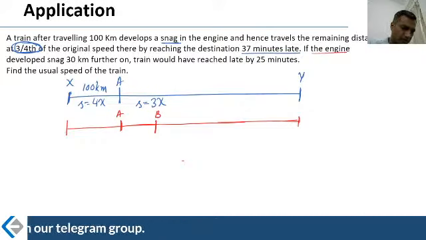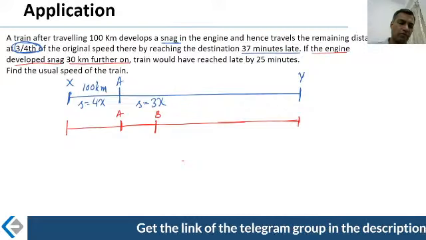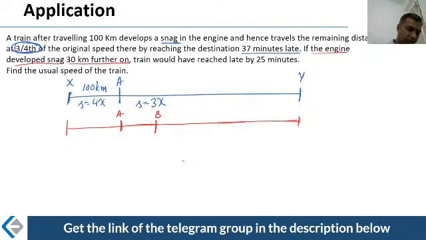If the engine develops the snag problem 30 kilometers further, which means at B, 30 kilometers further. So this is 100 kilometers between X and A, and this is 30 kilometers. If the problem develops after this, what is the author trying to say?